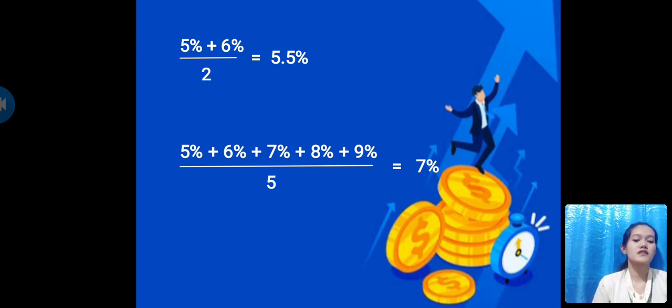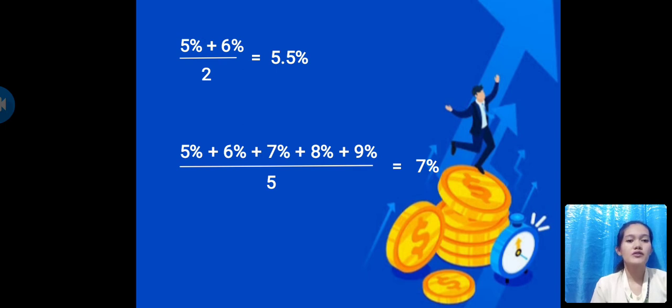In a simple numerical example of expectations theory, if the 1-year interest rate over the next 5 years is expected to be 5%, 6%, 7%, 8%, and 9%, the interest rate on the 2-year bond would be 5.5%, in which you add the 5% and 6% and divide it by 2, which is the period given, which is 2 years. So it will equal 5.5%.